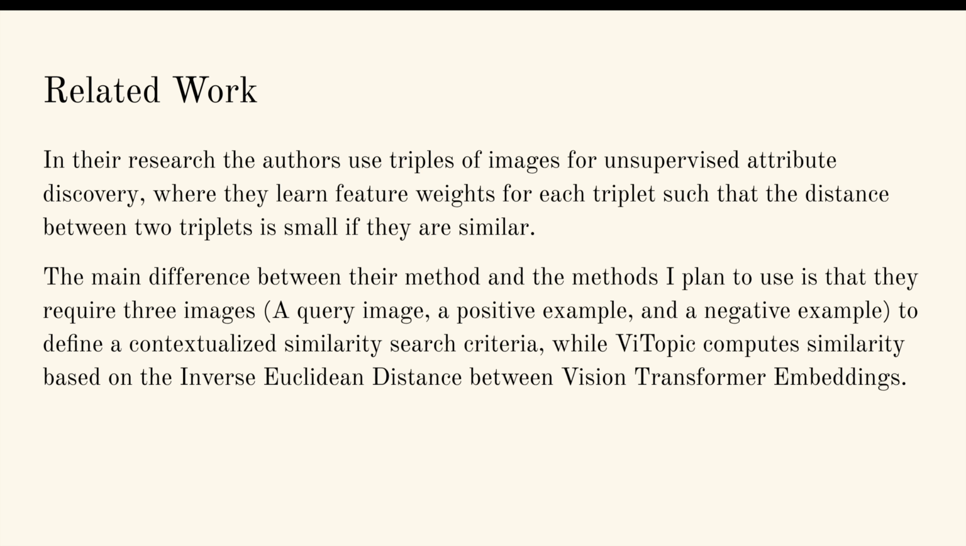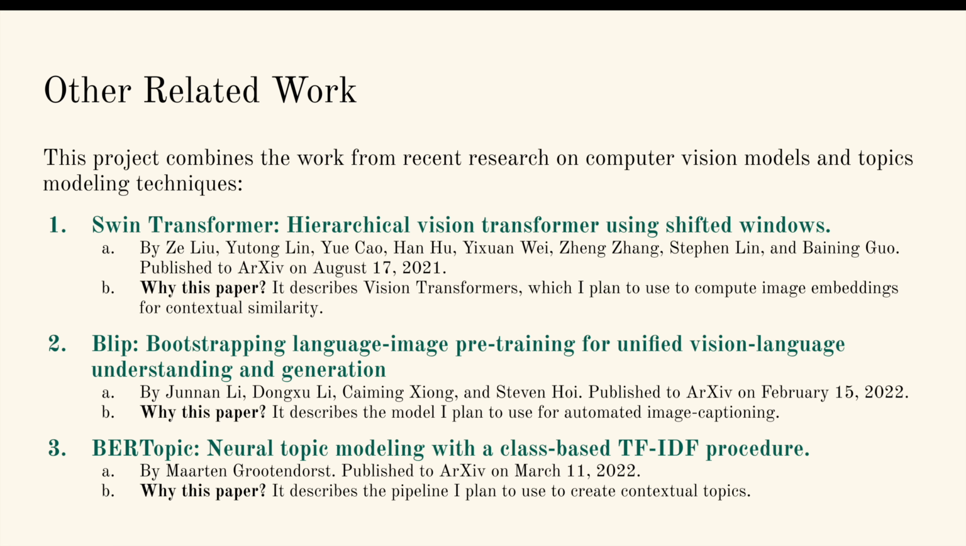This project takes that one step further and finds the pairwise similarity in the dataset by computing the inverse Euclidean distance between the vision transformer embeddings. This project combines the work from recent research on computer vision models and topic modeling techniques, such as the Swin transformer models, which have demonstrated high accuracy on image classification tasks, the BLIP vision and language understanding models for image captioning, and the BERTopic model, which uses clustering of sentence embeddings to generate high-quality topic clusters.